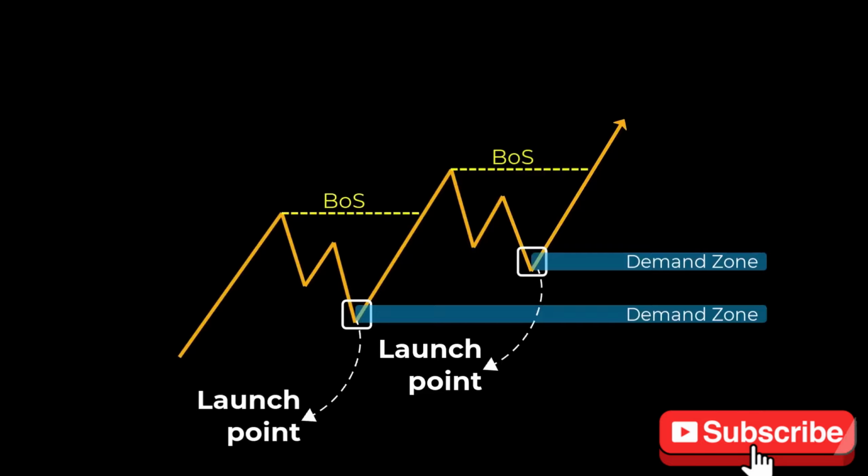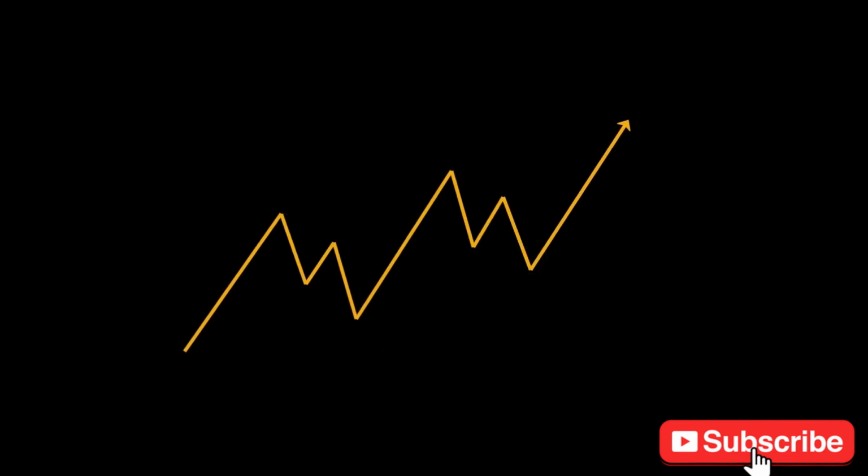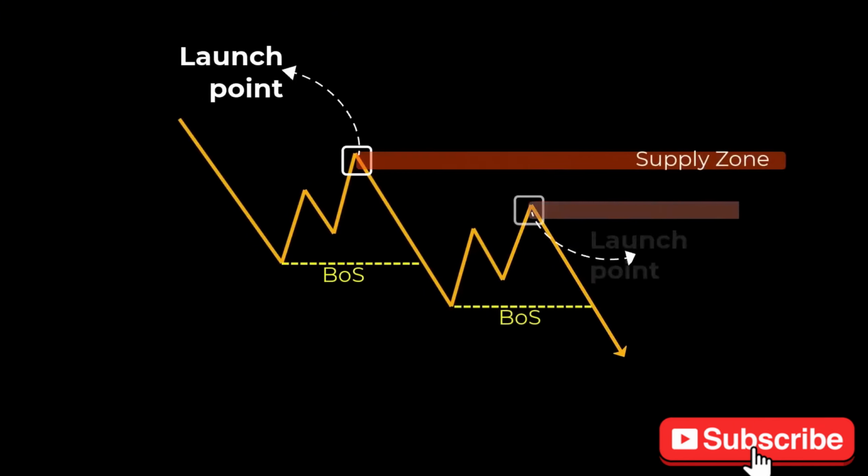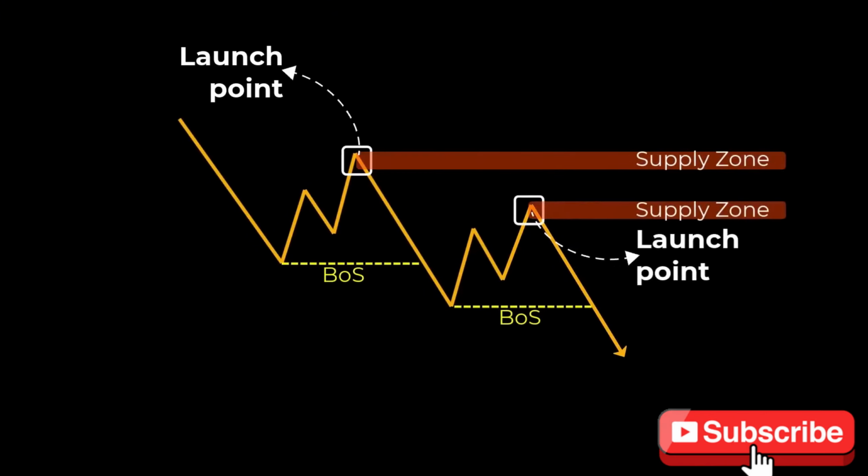The exact same idea applies in a bearish setup. When price breaks below a previous low and shifts the structure downward, the supply zone that caused that drop becomes significant. That's where the big players sold hard enough to flip the market.